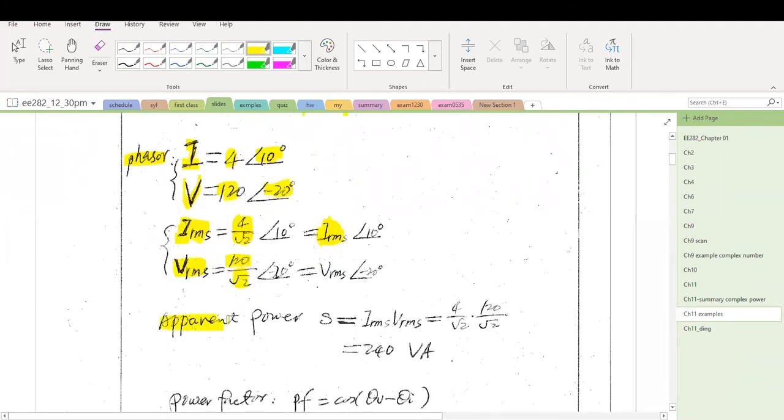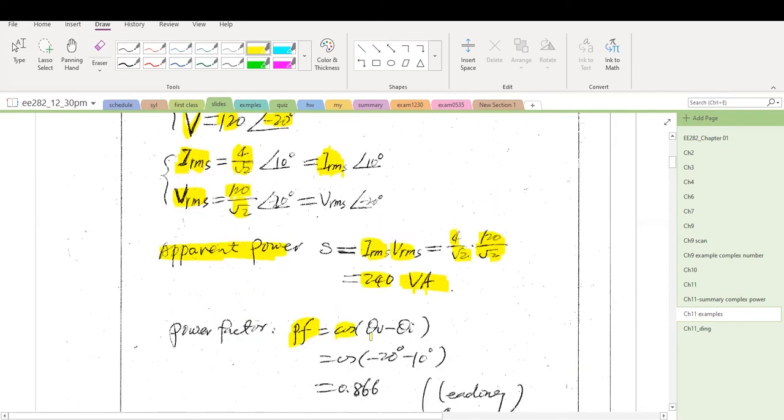Now, what's the apparent power? Apparent power is I_RMS multiplied by V_RMS. The values are 4 divided by square root 2 multiplied by 120 divided by square root 2. That equals 240 VA. Remember, the unit for apparent power is VA, volt-amp.